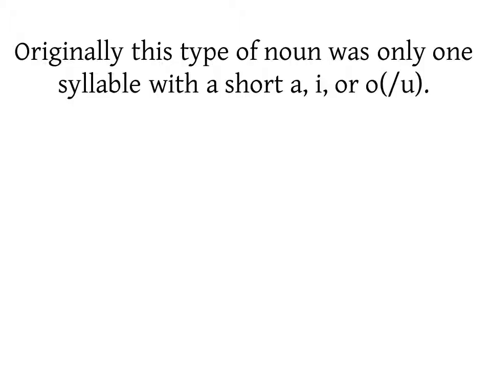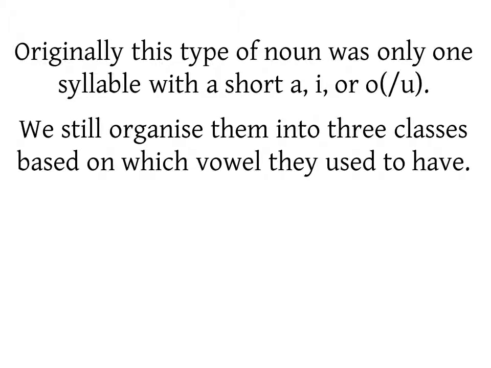Originally, this type of noun was only one syllable with a short A, I, or O, perhaps a U, after the first consonant, and no vowel whatsoever between the second and third consonants. So melech was apparently originally malk, with a short A after the mem. Later, malk was transformed into malek, and then eventually into melech. We still organize them into three classes based on which vowel they used to have.